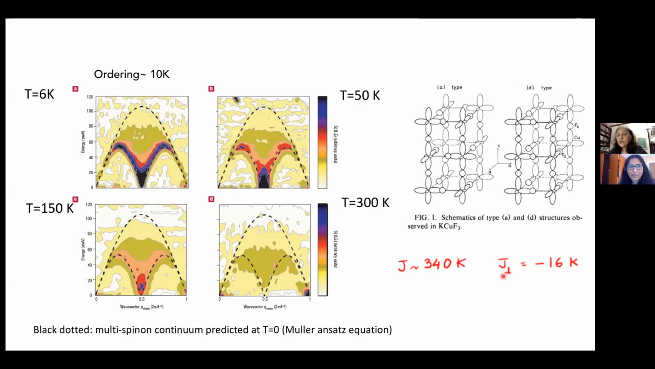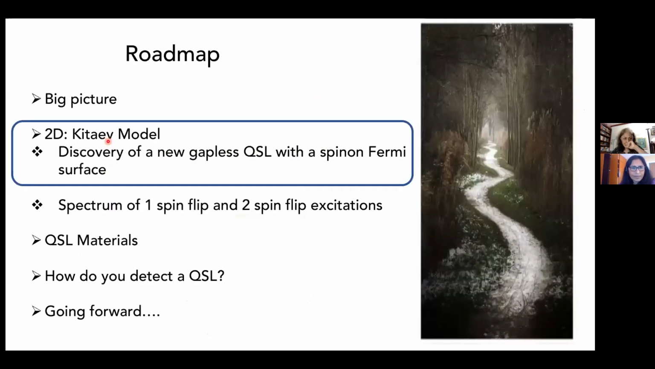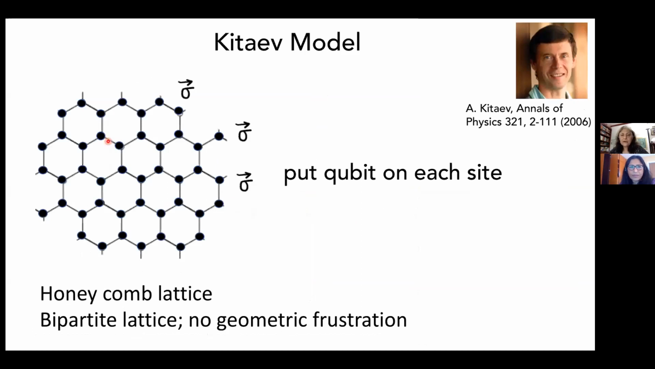Right. So that ordering temperature is 10 Kelvin. So if you look above 10 Kelvin or energy scales above 1 millivolt, 10 Kelvin is about 1 millivolt. So if you look at above 1 millivolt here, you see signatures of the spin liquid excitations. Okay. So let me come to now my next part, the Kitaev model.